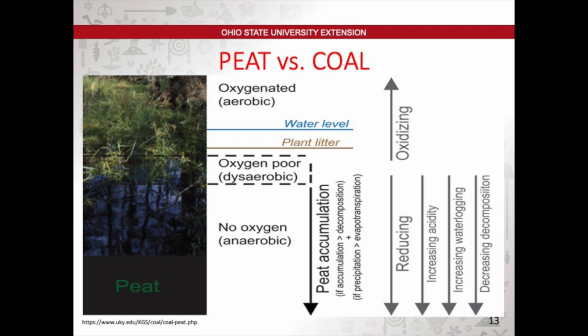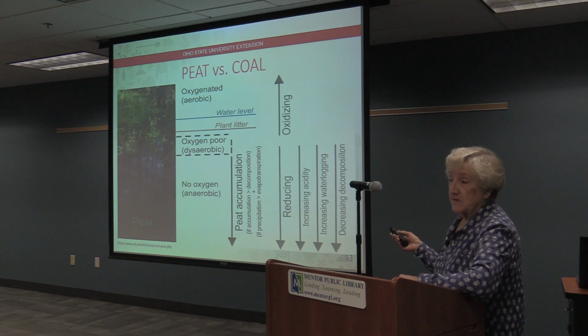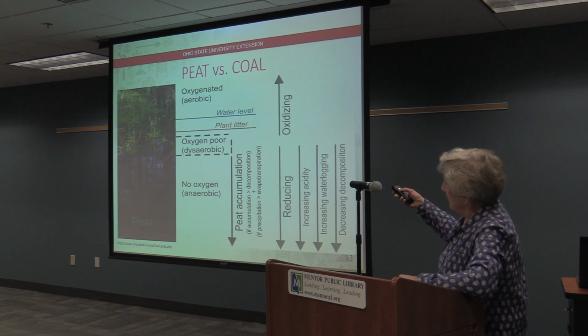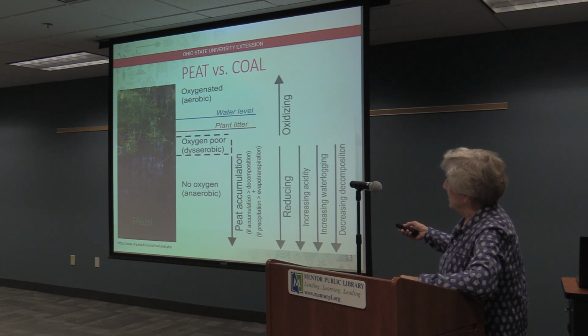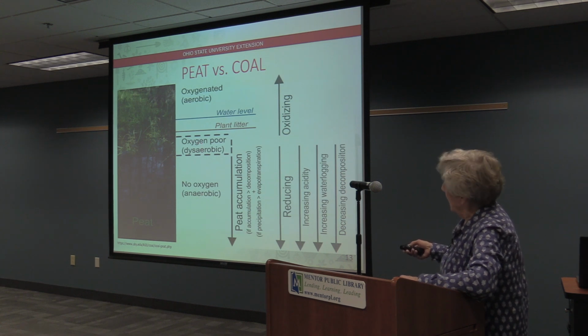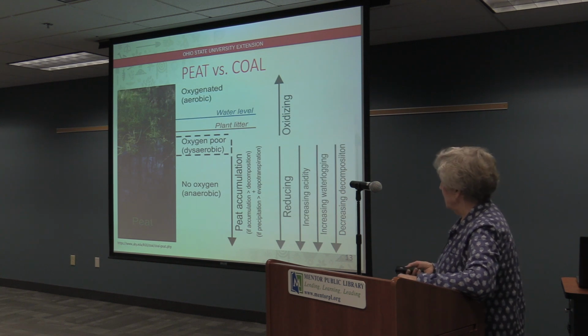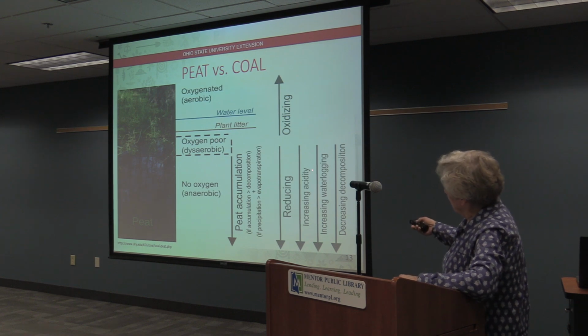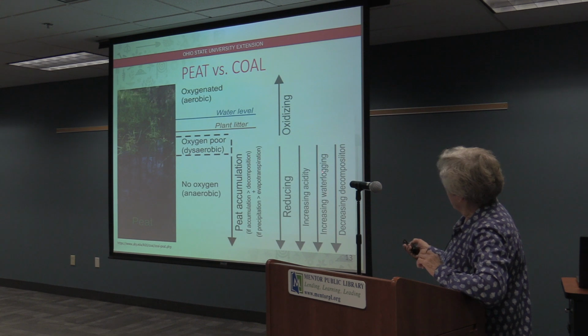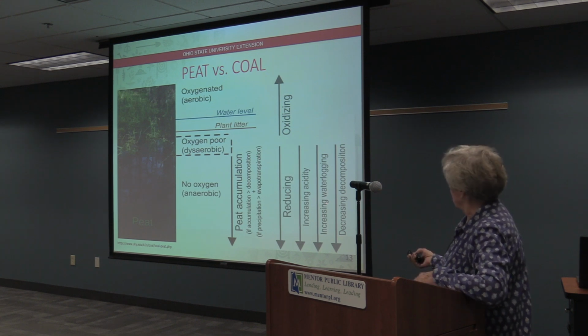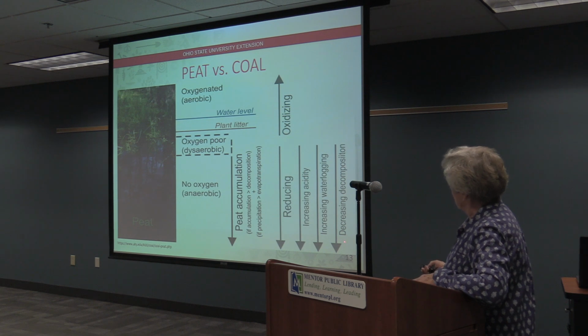This is just another way of looking at the process. As you can see, up here in this area above the water level, you've got plenty of oxygen for the decomposition process. But as more vegetation falls down, the material is compressed and winds up below the water level, and then there's less oxygen to the point where there's no oxygen, and peat then begins to accumulate because the material is not completely decomposed. So here's reducing oxygen, increasing acidity, increased waterlogging as the process continues, and then decreasing decomposition.